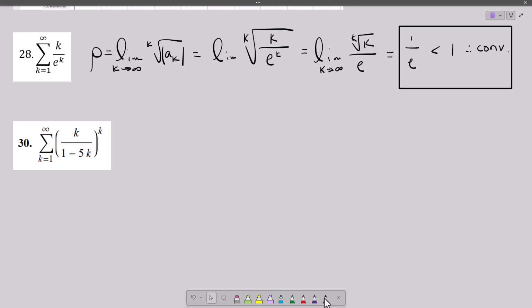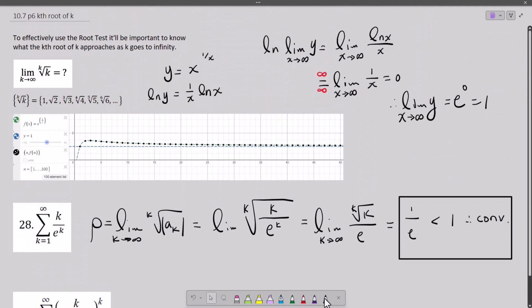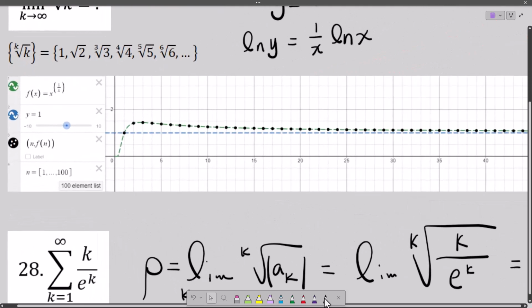So the kth root of k's limit is 1. The limit of the kth root of k as k goes to infinity is 1. And that's because we were able to prove it with the log limit process. So that proves it mathematically, and this proves it visually. If we look at this sequence of terms, they're getting closer and closer to 1. There's 1.